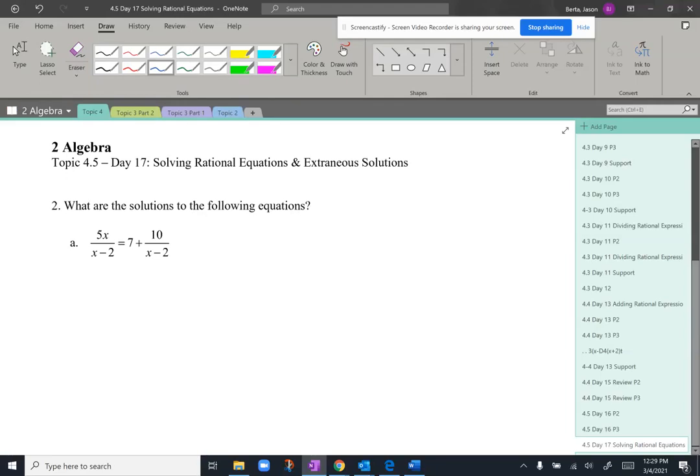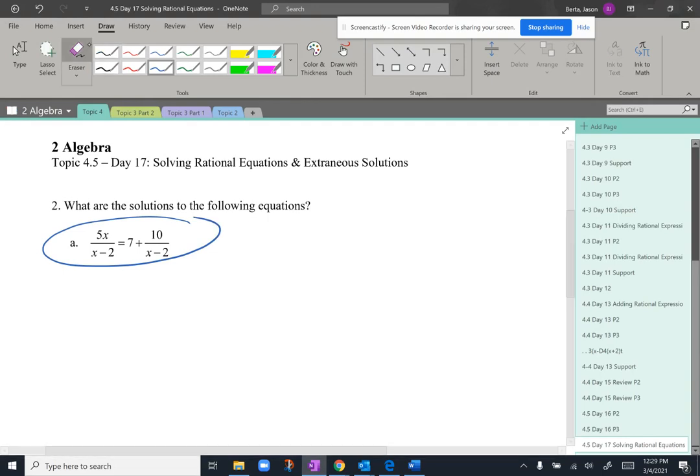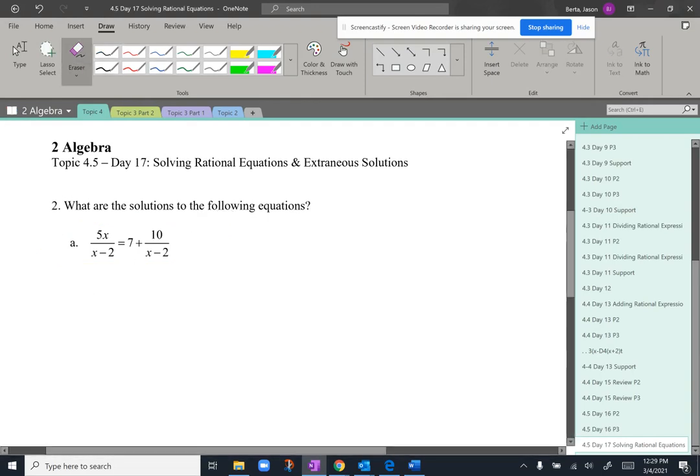Here's the video solution to problem 2a. I've got a rational equation here with three terms. First step to solving a rational equation is always to find that least common denominator.